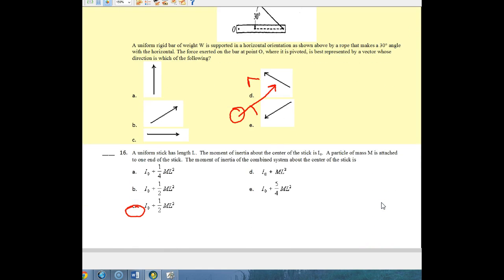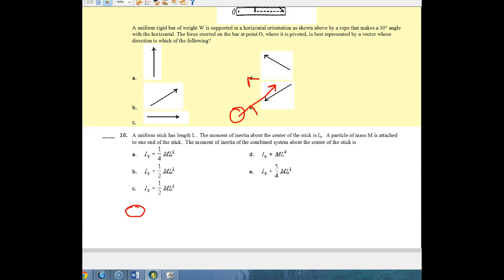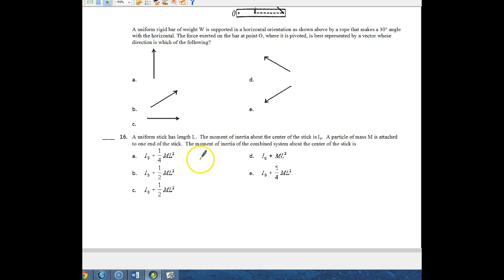For number 16, it says a uniform stick has the length L. The moment of inertia about the center of the stick is IO. So a particle of mass M is attached to one end of the stick. The moment of inertia of the combined system about the center of the stick is equal to the sum of the moment of inertia of the stick and the moment of inertia of the particle. Remember the moment of inertia of a particle is just equal to mr squared. That is on your equation sheet, so you really should recognize that.